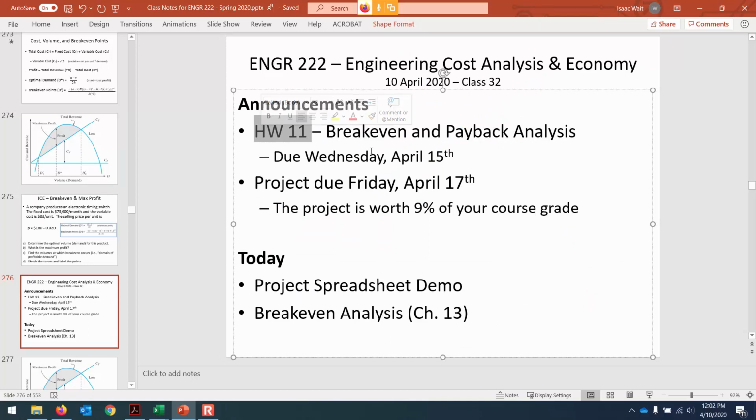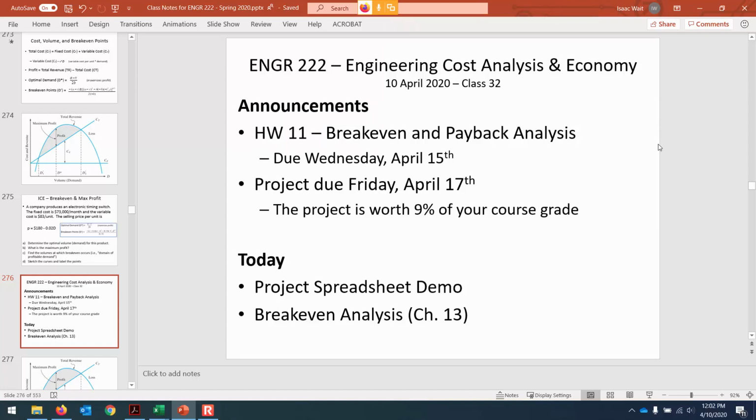It also just has some general word problems where it's using cash flow and time value of money concepts, but it's not specifically related to any of the in-class exercises that we've done. So that's due on Wednesday, and then Friday, so 1 week from now, is when your final project report is due.